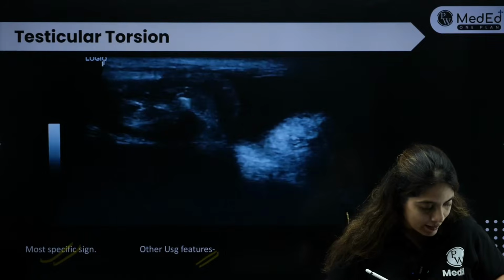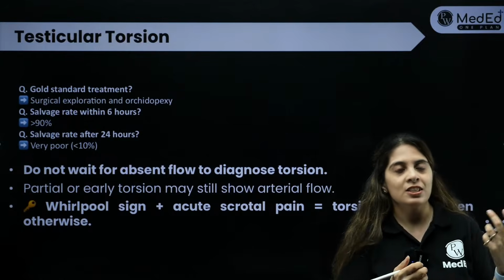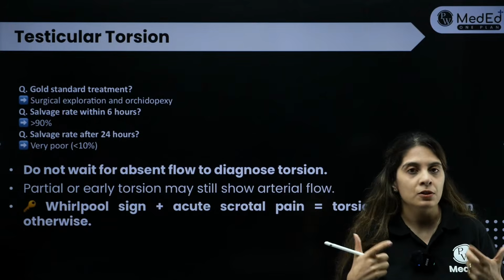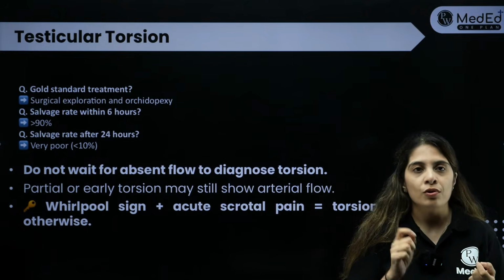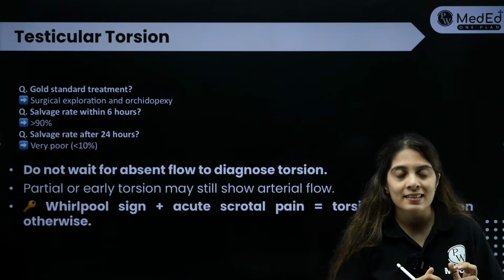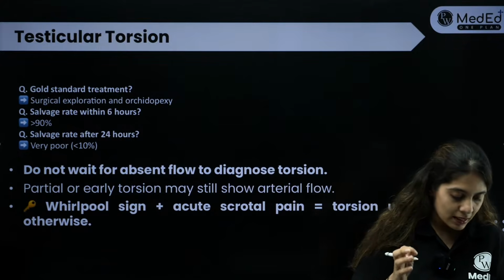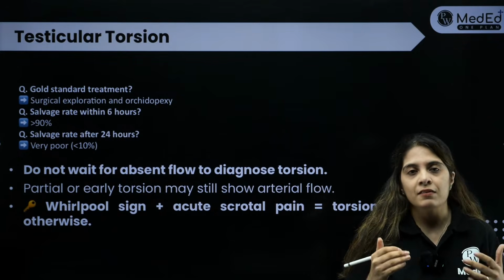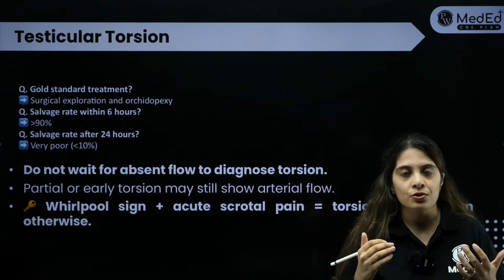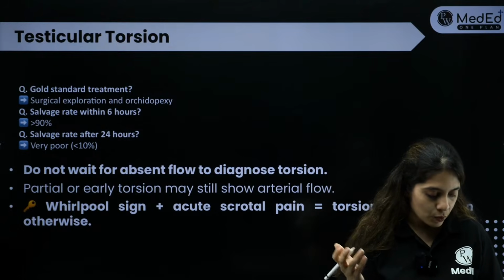Okay. So let us now move towards the gold standard treatment for testicular torsion. Just a quick revision. We all know that even if the clinical suspicion is very high, you will immediately go for surgical exploration and orchidopexy. The salvage rate within 6 hours is approximately more than 90%, but after 24 hours the salvage rate is going to decrease. So whenever there is a clinical suspicion, if the patient is coming to you, you have to immediately refer this patient to surgery.